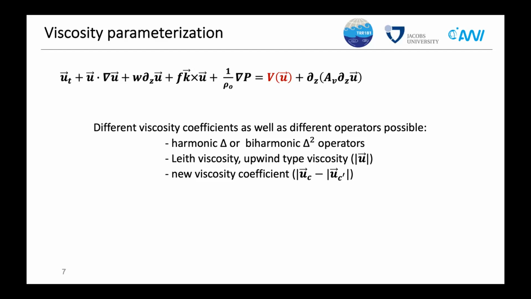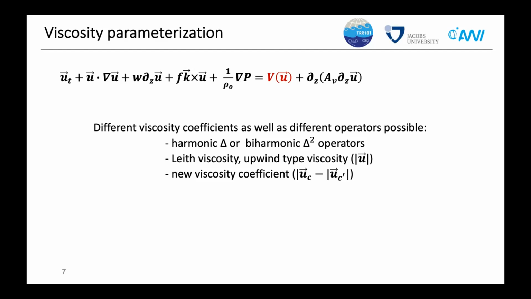So once you have the operator, you have to fix the coefficient of viscosity, so the local strength of viscosity, and you can go with something like leaf. We also have this option, what we call upwind type viscosity, because it goes in the direction of upwind advection, which is basically scaling with the absolute velocity. So the higher the velocity, the higher your viscosity coefficient.